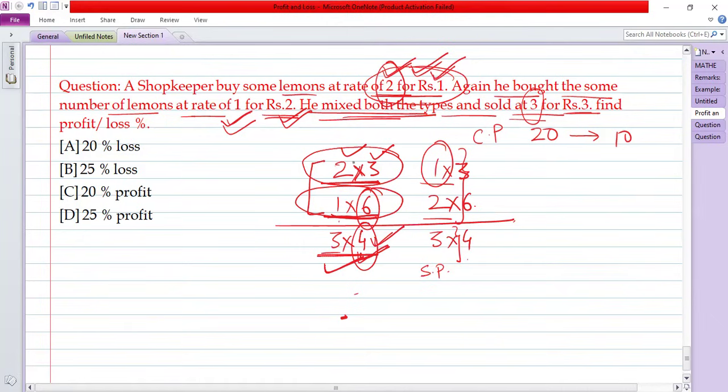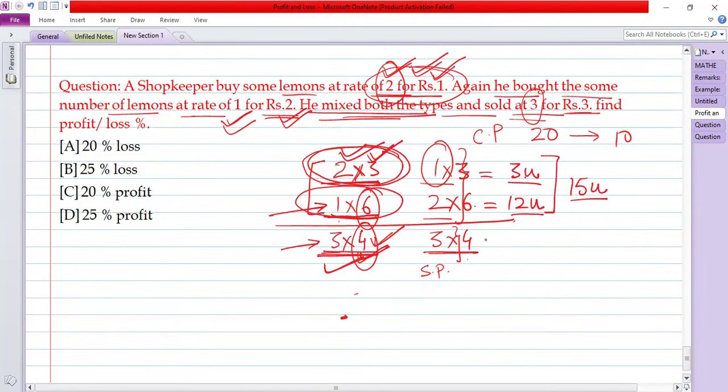Now what's the meaning? For these top 6 lemons, what was the cost price? 3 units. For these 6 lemons, what was the cost price? It was 12 units. And what is the total cost price? It is 15 units. And for selling these 12 lemons, what was the total selling price? It was 12 units, 3 into 4, 12 units. So this 15 units is our total cost price, and this 12 units is our total selling price.